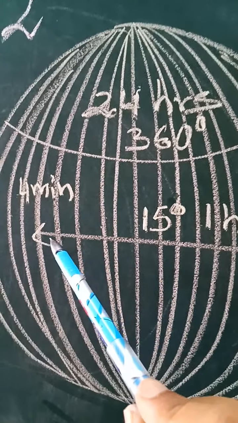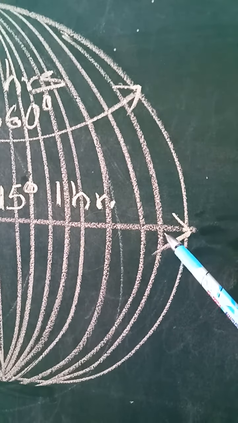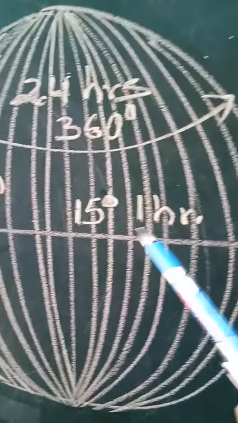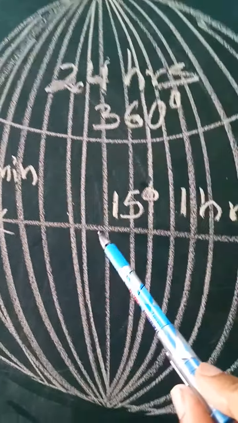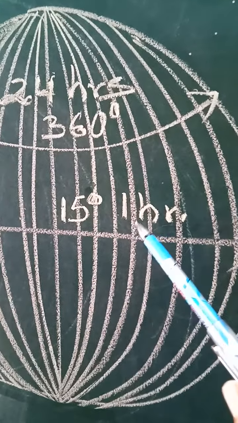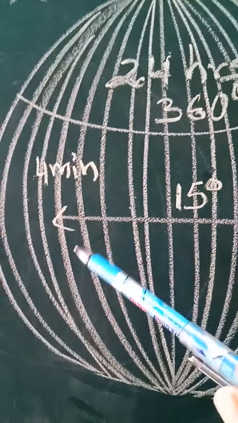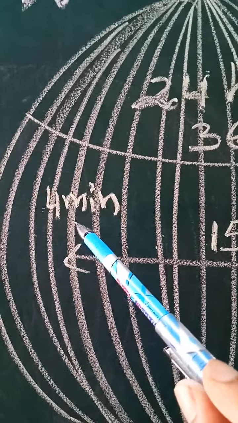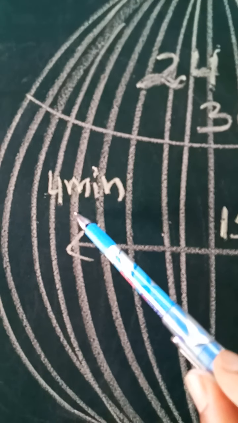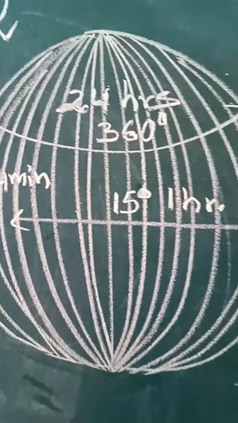Now 15 degrees or 15 lines of longitude, the sun will take 1 hour to cross all these 15 degrees or 15 lines of longitude. That's the time duration for the sun to cross, 1 hour. Then for the sun to cross one line of longitude, that means 1 degree, it takes 4 minutes. So that's the explanation for that question.